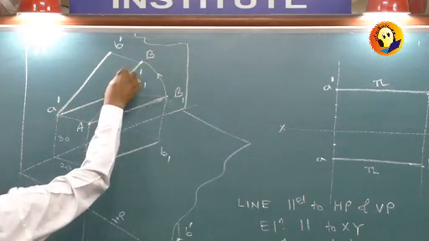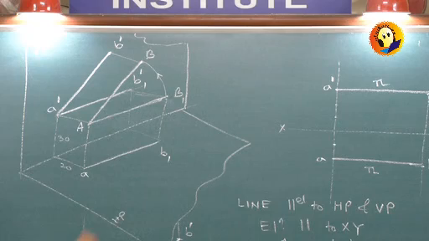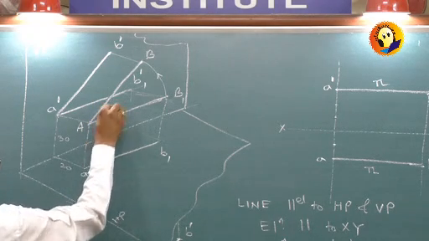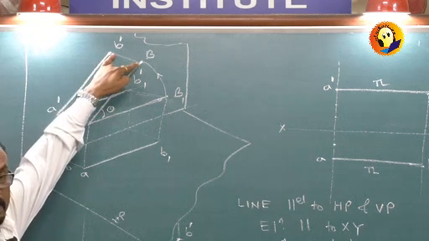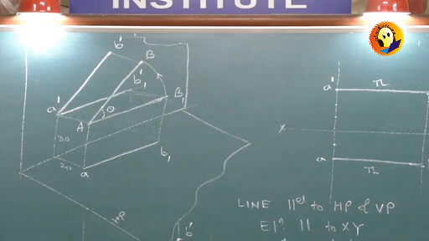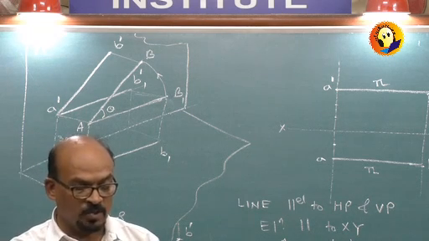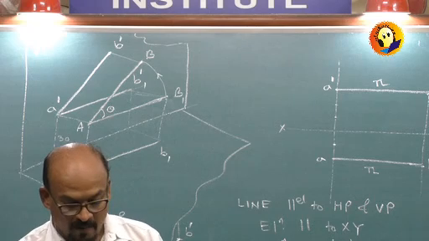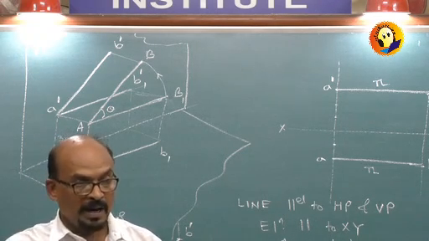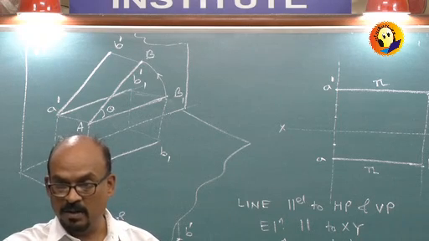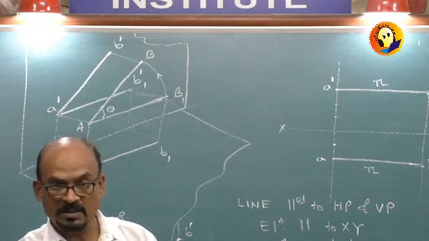So this is my second line, making some angle, say theta, with HP. But it is still parallel to VP. So these distances are fixed. Now if the line starts rotating in one direction, that is parallel to VP but making some angle with HP, you can imagine that that line starts rotating. When you look from top, when it becomes 90 degrees, it will be seen as a point. When it is parallel to HP, it will be seen as true length. And in between, its length will start reducing.